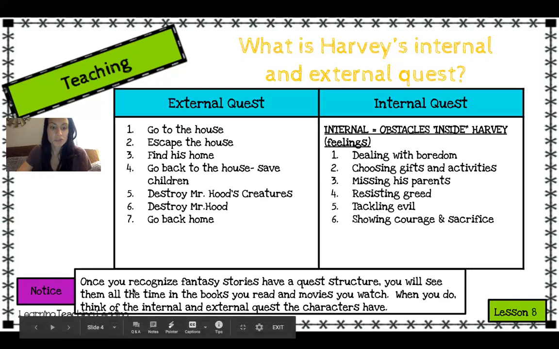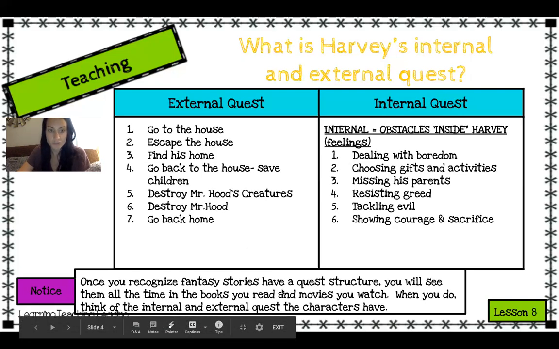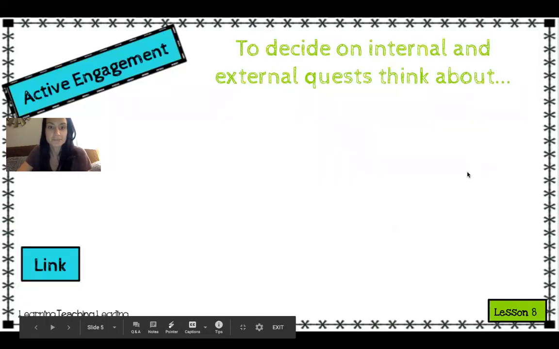So notice, once you recognize fantasy stories have a quest structure, like we recognize so far for Harvey and Thief of Always, you will see them all the time in your books as you read and in movies that you watch. When you do, think of internal and external quests that the characters have.